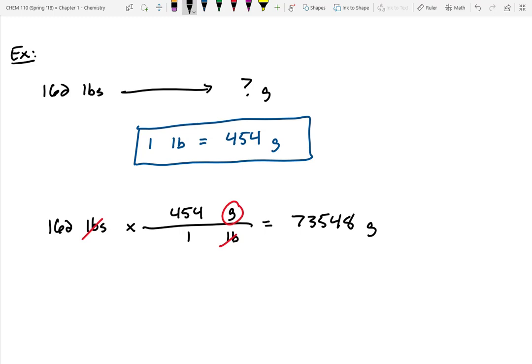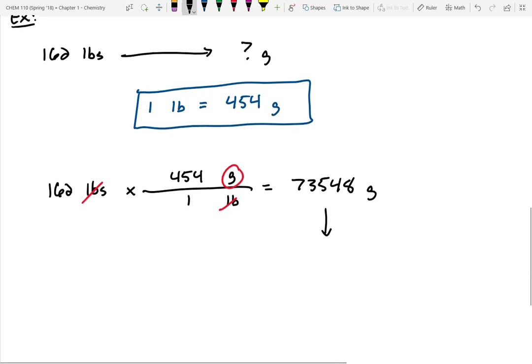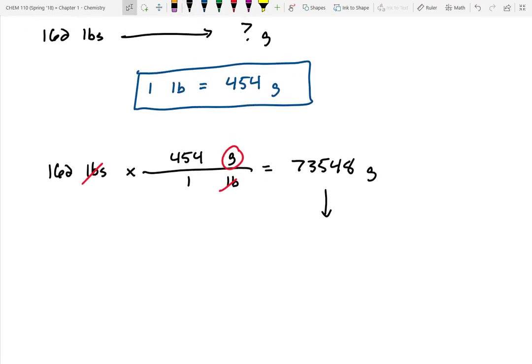Is it the correct answer? No, it's got too many sig figs, right? So if we go ahead and adjust this for sig figs, how many sig figs should it have? 3. So what we can do is write this 2 different ways. We can say 73500 grams, because this has 3 sig figs.